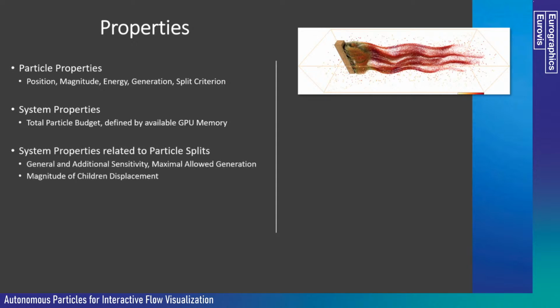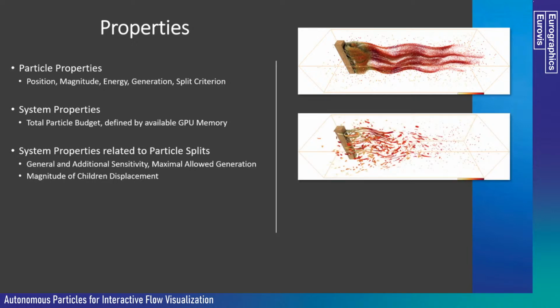Specifically, these are general and additional sensitivity against the selected split criterion, the maximal allowed particle generation, and the magnitude of the displacement. Lastly, the system defines the amount of energy lost during each computation step for each particle. On the right side, the influence of these properties can be observed.